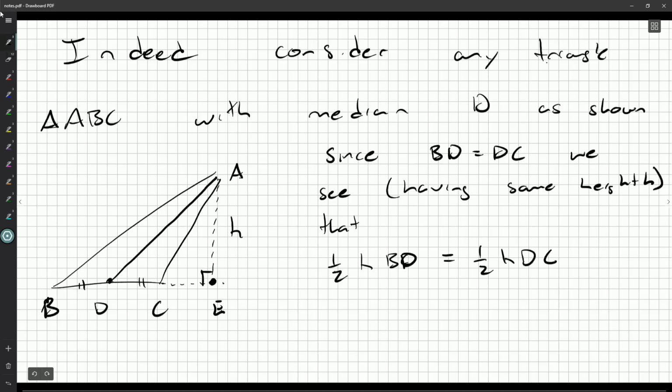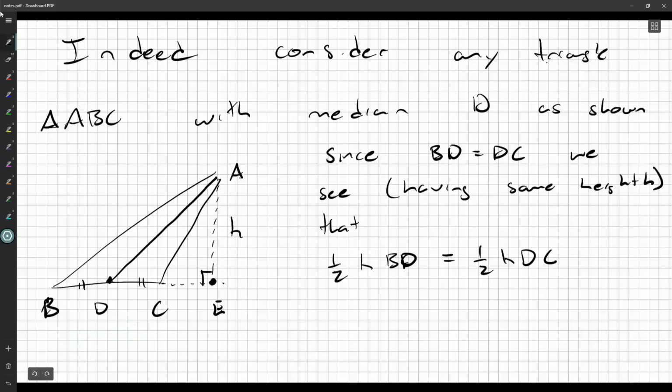Okay. It's quite a nice result that if you have a median, the two triangles it splits it into have equal area. They're both equal to 1/2 the total area. And this is not just true of medians. If you've got BD to DC as a ratio of, say, 1:2, you get that corresponding ratio in terms of their areas. But since a median splits it with a ratio of 1:1, you get equal areas.